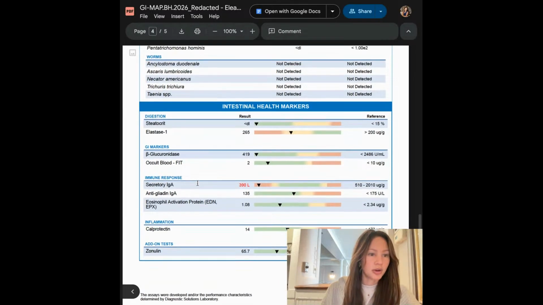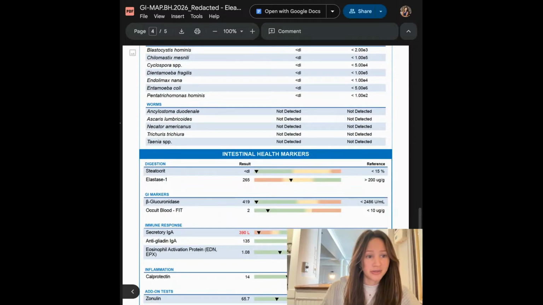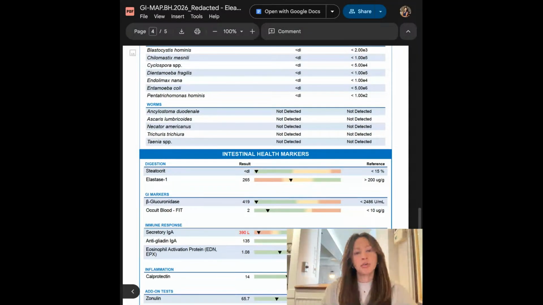All right, so now that's our GI map. That's all the results here. If anybody has any questions, please again throw them in the chat. Let's go ahead and go through the recommendations and also protocol from what we're seeing on this test.